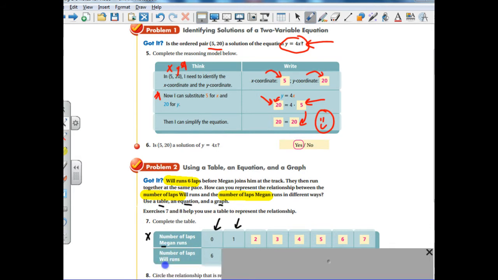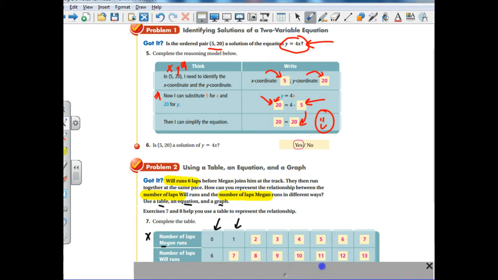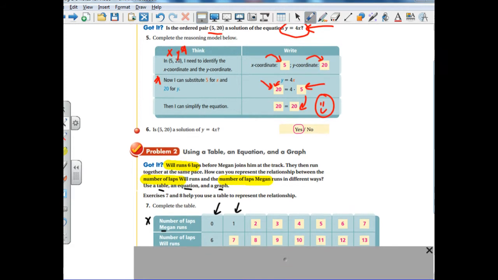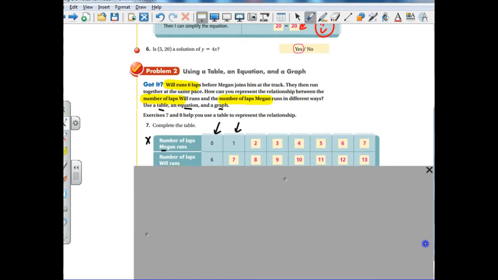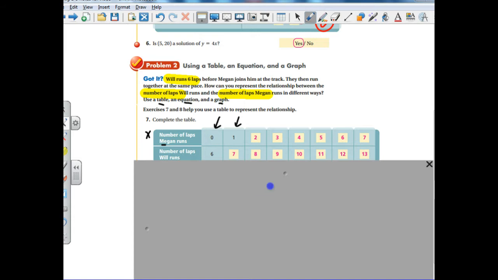The number of laps that Will runs, well, if he starts out at 6 before Megan has run, then Megan joins him. He's already run 6, so when Megan runs 1, he's got lap number 7. And remember, they run together after he runs 6. So at lap 2 for Megan, he runs 8. And at lap 3, he has run 9, and on and on. And you can see that pattern, how that goes up. Will just starts at 6 and progresses up 1 at a time as Megan goes 1 at a time after that. So that table represents this situation.